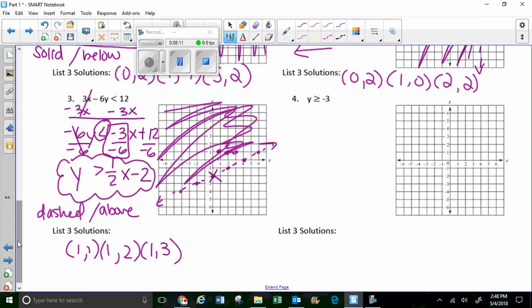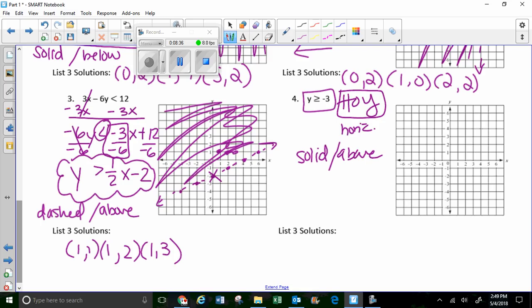Awesome. What's wrong with number 4? Well, it's a y line. It doesn't have an x, so that means that it's going to be horizontal. And y is already solved for, so that's nice. Let's talk about what type of line it's going to be. It has that or equal to, so it's going to be solid. And it's greater than, so shaded above. So go ahead and start down at negative 3. Draw yourself that solid horizontal line. And shade above.